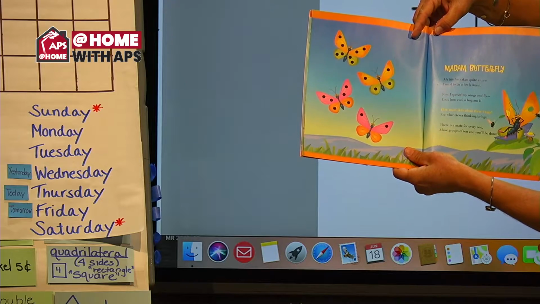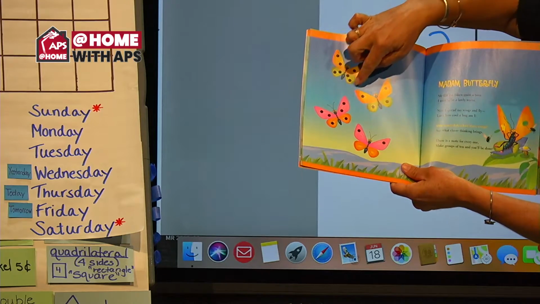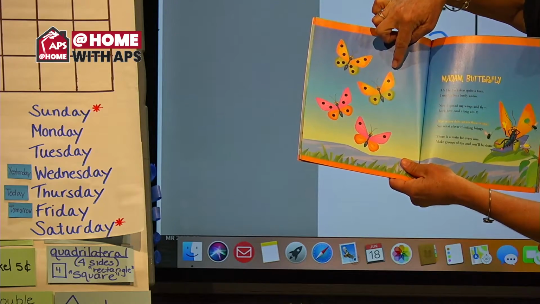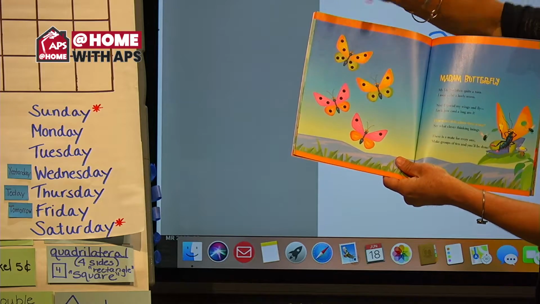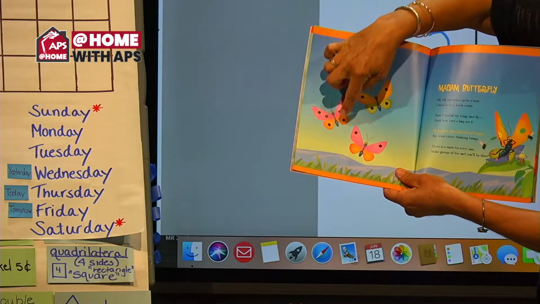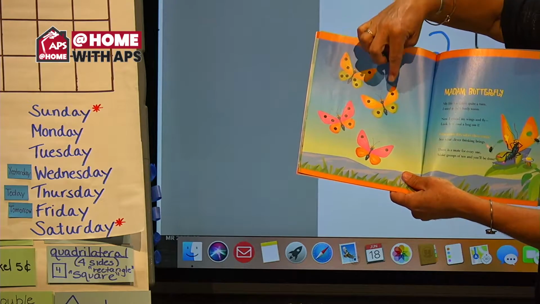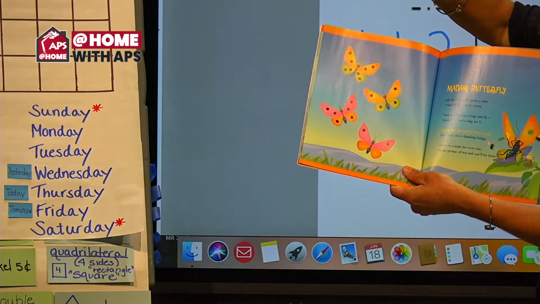Let's see if we can match up the other ones and make a 10. Here we see 4 dots, right? What goes with 4 to make 10? 6. Do we have 6 here? Oh, we do. I see 3 and 3. So 4 and 6 make 10.